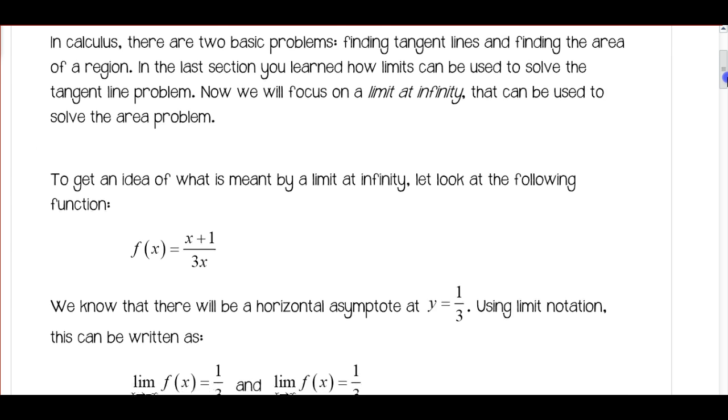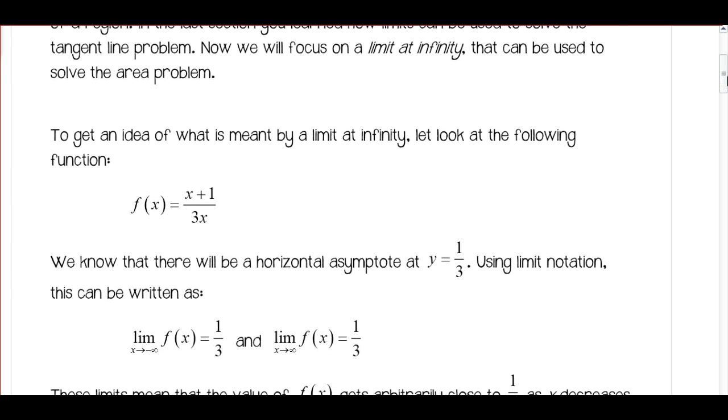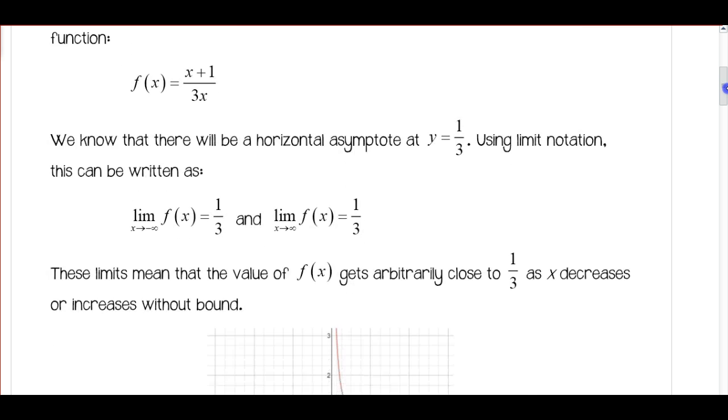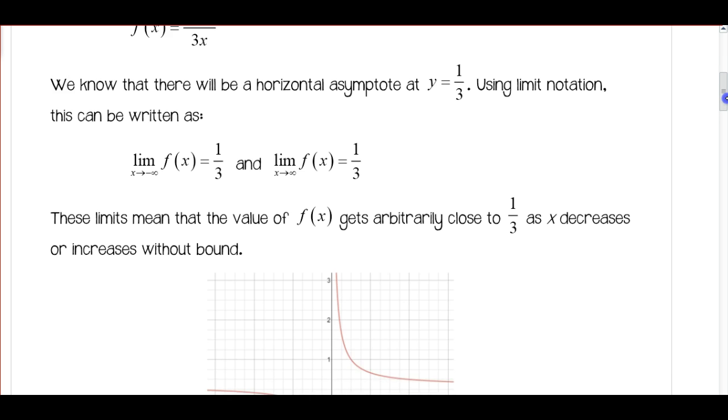To get an idea of what is meant by the limit at infinity, let's look at the following function. We have f of x is equal to (x + 1) over 3x. And we know that there's going to be a horizontal asymptote at y equals 1/3. Using limit notation, the limit as x approaches negative infinity of f of x is going to be 1/3, and the limit as x approaches positive infinity is also going to be 1/3.